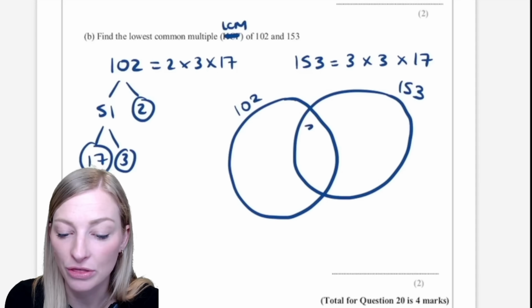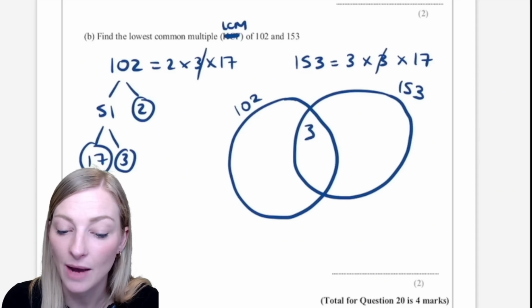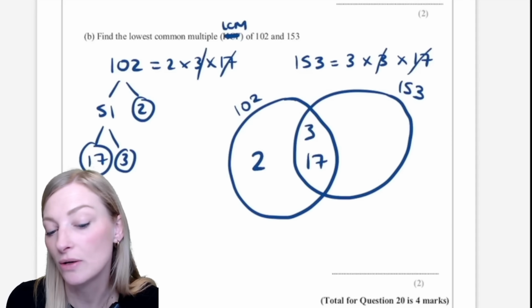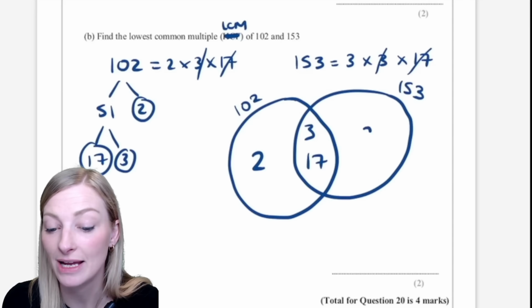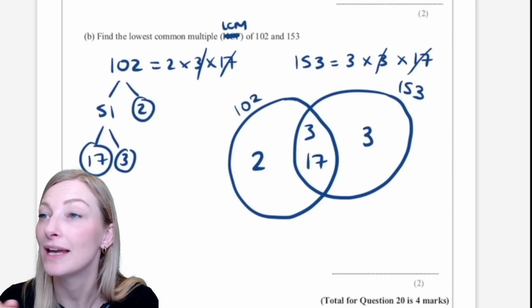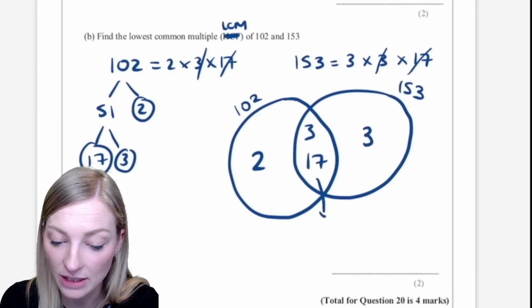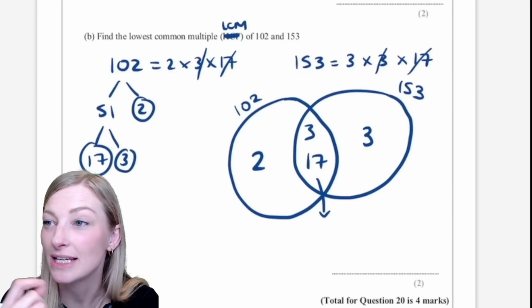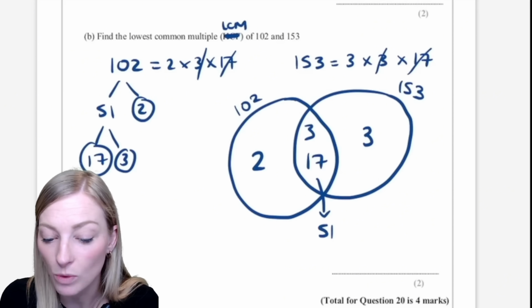So we can put a 3 in the middle. They both have that. And we can put a 17 in the middle. They both have that. 102 has 2 left over, and 153 has 3 left over. If I want the highest common factor, it's the numbers in the intersection multiplied together. So 17 times 3 is 51.